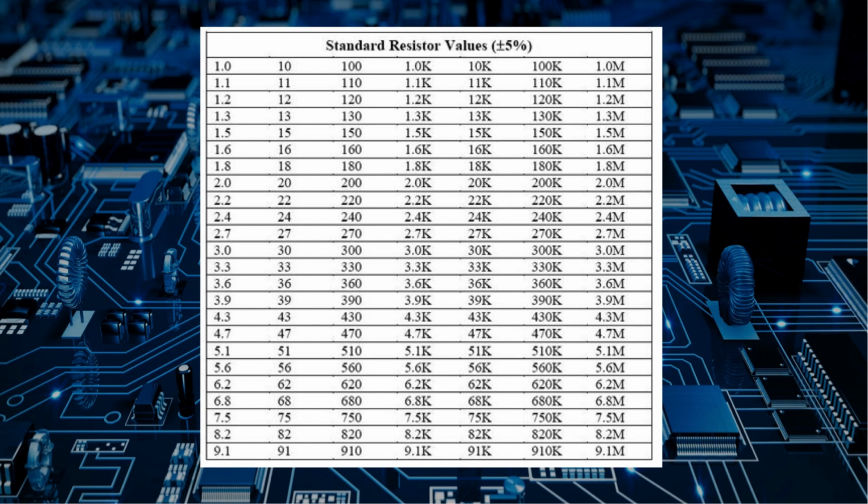And while you may not always find the exact value that you calculate for a particular application, you'll almost always find one that's close enough to substitute. For example, you can see in this table of 5% tolerance quarter-watt resistors just how many different values are available. And if you calculate 123 ohms for your application, well, there isn't a 123 ohm resistor, but there is a 120 ohm resistor, which is pretty close, and it'll probably work just fine.